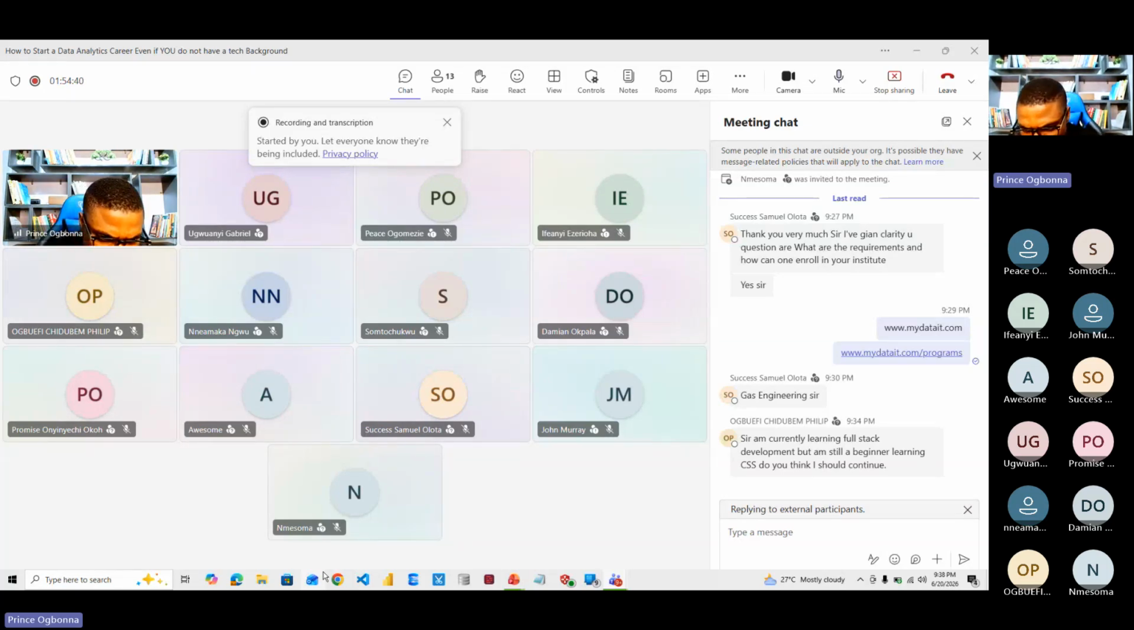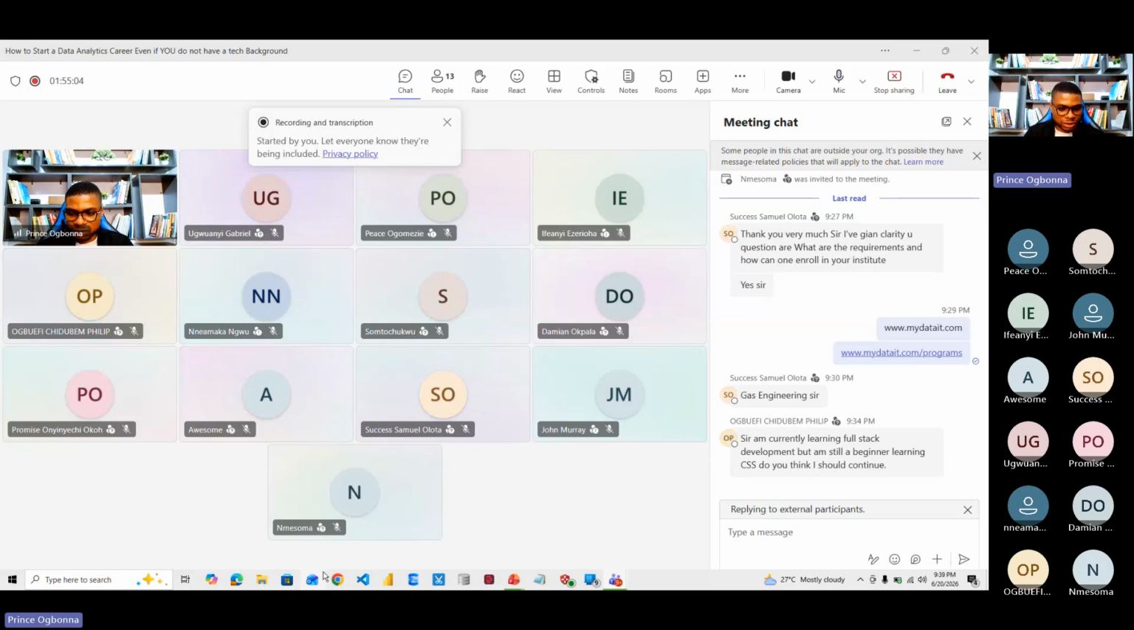Then somebody asked me, I'm currently learning full stack development, but still a beginner learning CSS. Do you think I should continue? It depends. It depends on the area you want to go into, right? But if you are learning CSS, are you learning it with a purpose? Are you learning it with a guide?